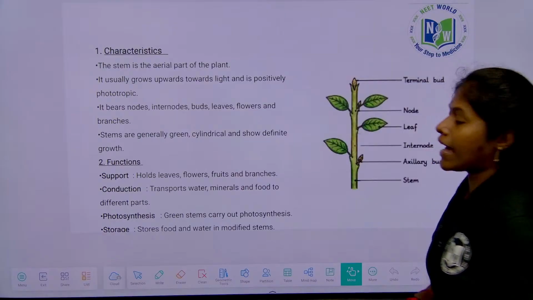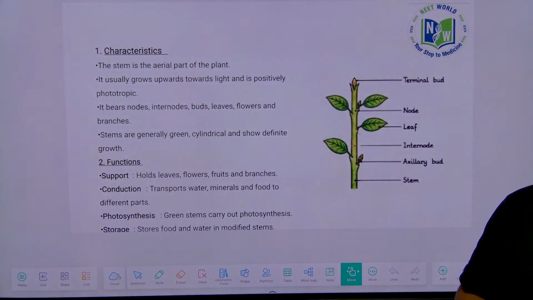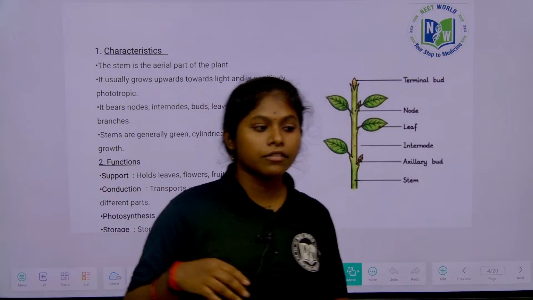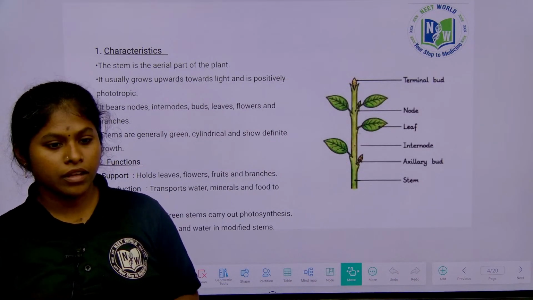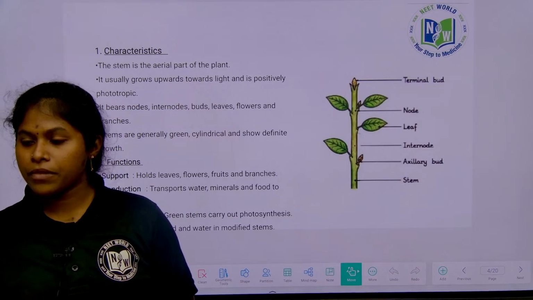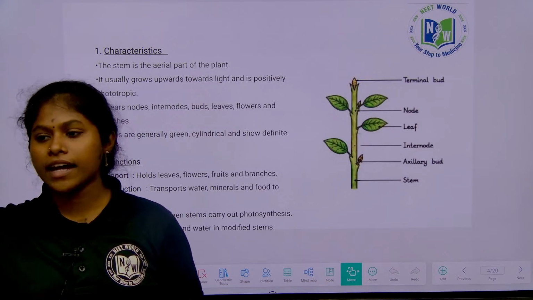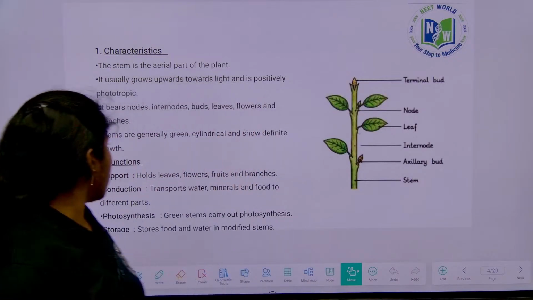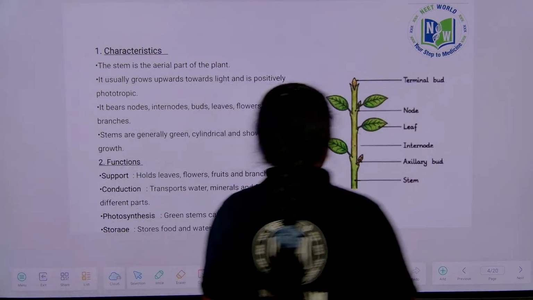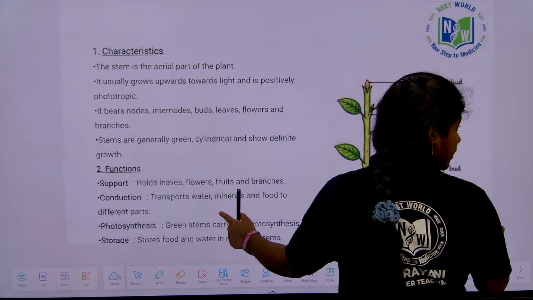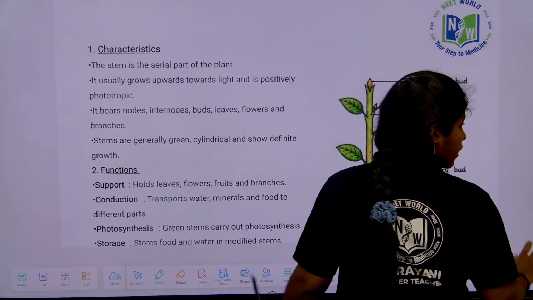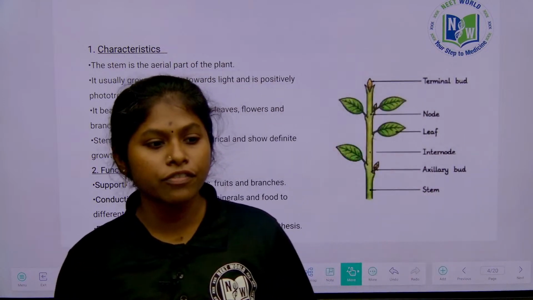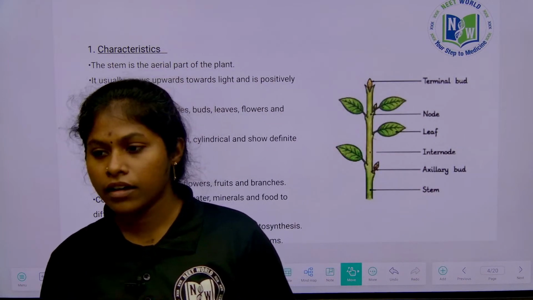So what are the general characteristics? It is an aerial part. It exhibits positive phototropism, growing towards the sunlight, and negative geotropism. And generally, in which color? Green color. In the primary plant, they are green. Later it becomes brown.